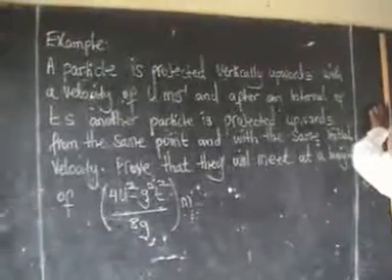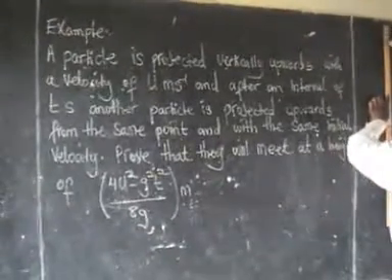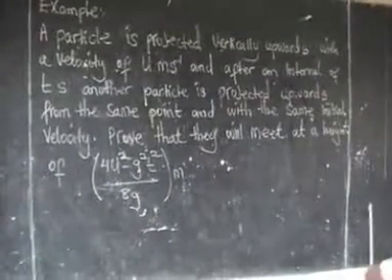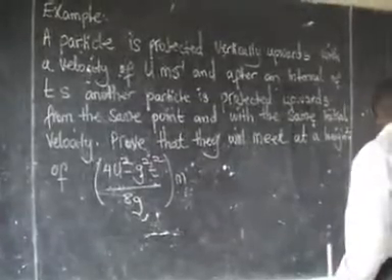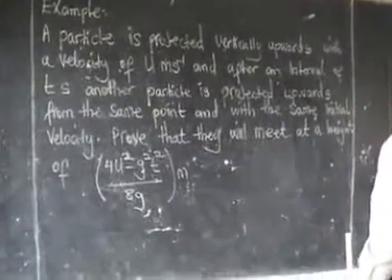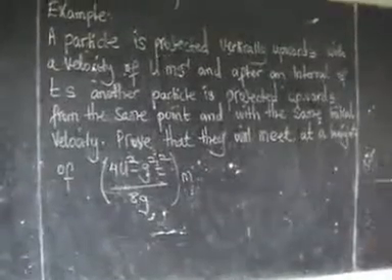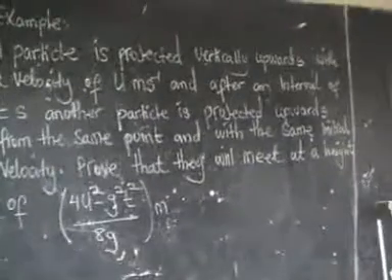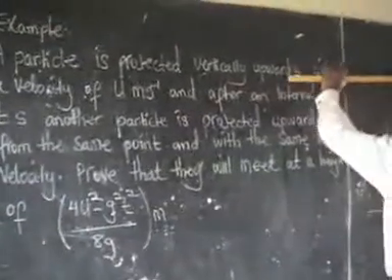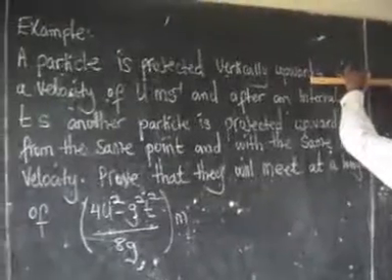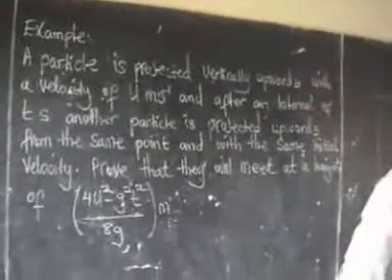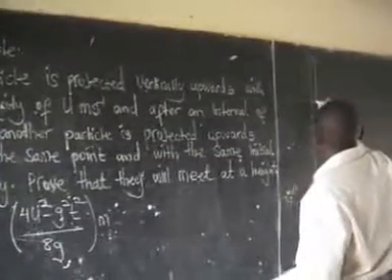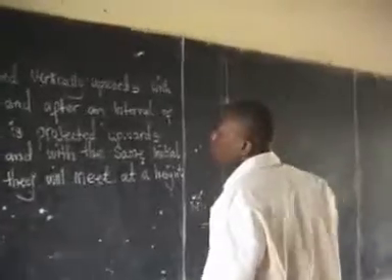So this challenge is similar to the previous example. So if this is our point of projection, and call it O. Once the body is projected with the speed u, it will move upwards. Let me suggest that it stops somewhere. It will at this point be moving downwards.